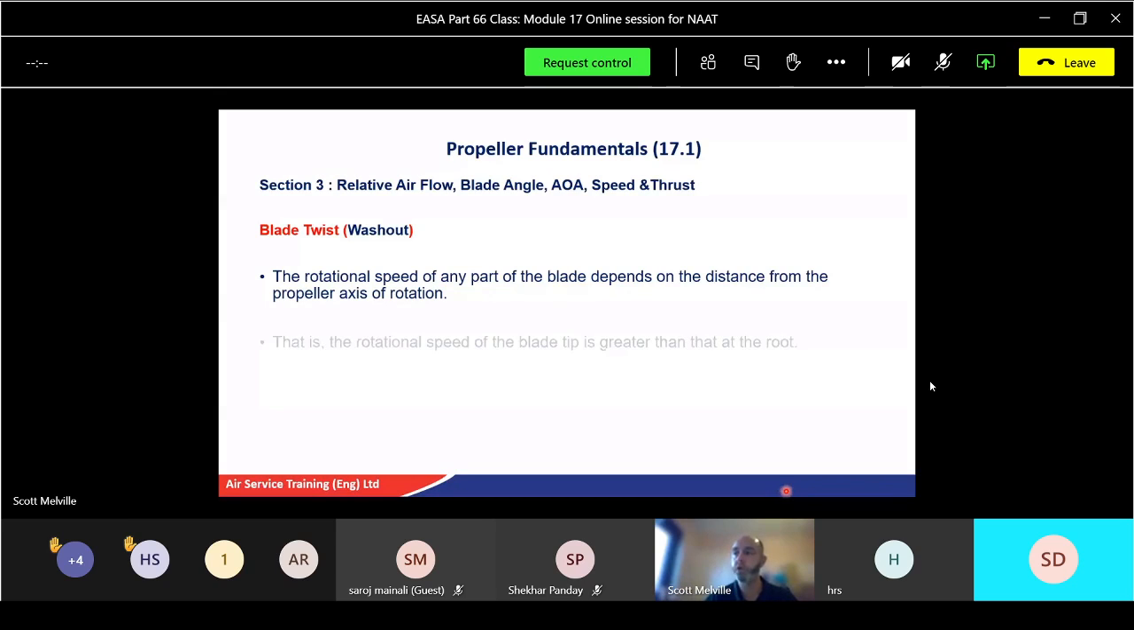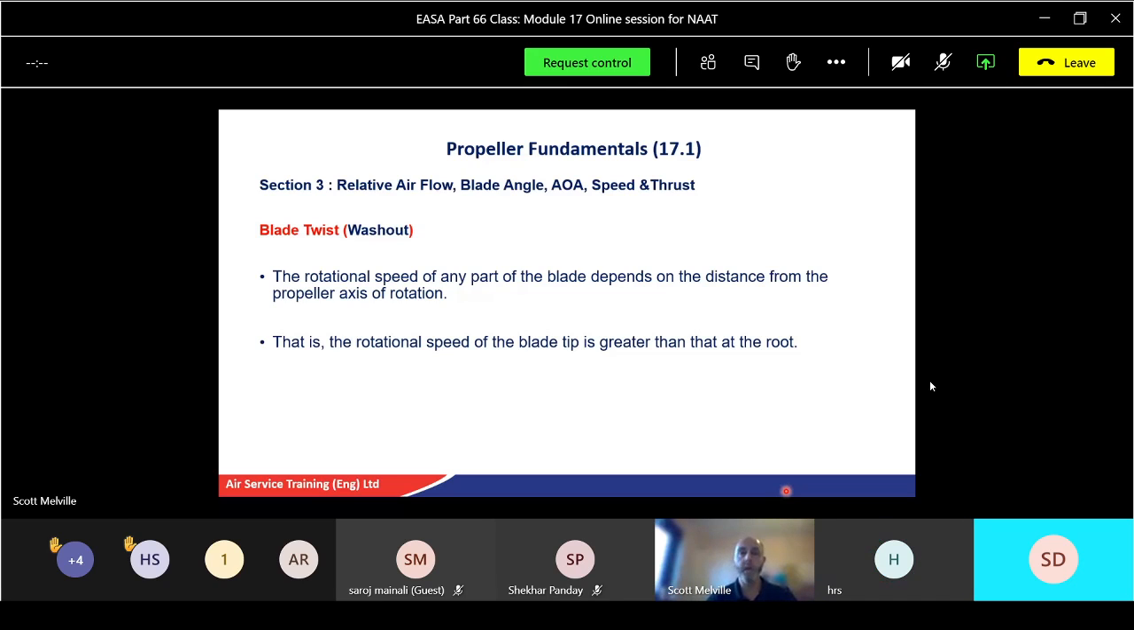Very, very crude. So by giving the blade a twist, same as a wing on an aircraft, we can get far more energy and maintain that flow across the wing, in our case, the propeller. So the rotational speed of the blade tip is greater than that at the root. Imagine, as a blade or a wing is flying through the air, the airflow is pretty constant. Over the wing it does vary slightly, but we try and maintain that flow as best as possible.